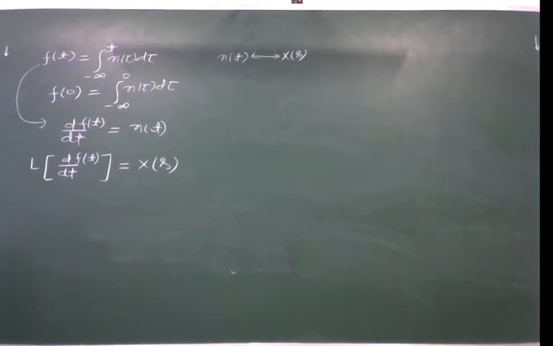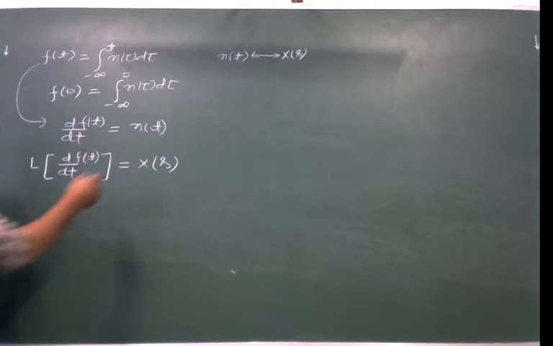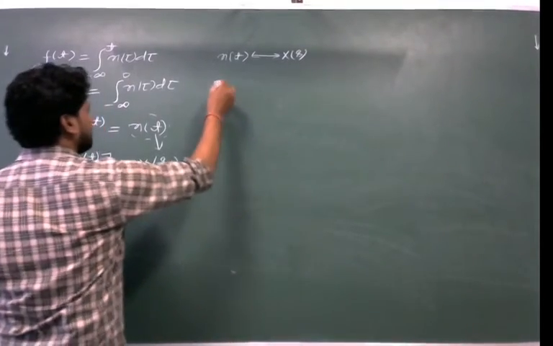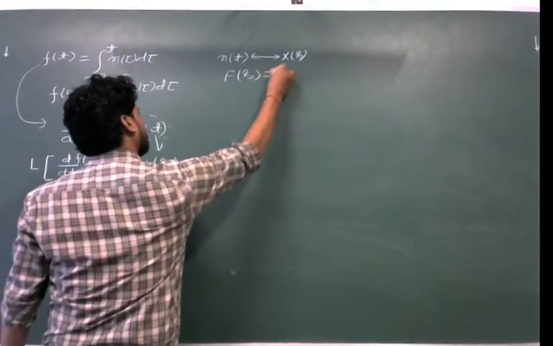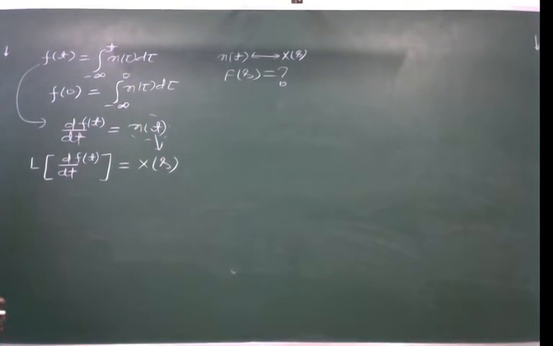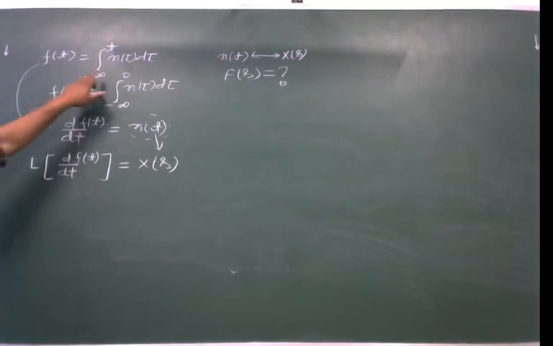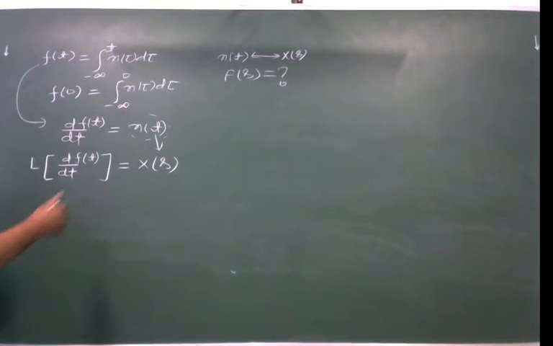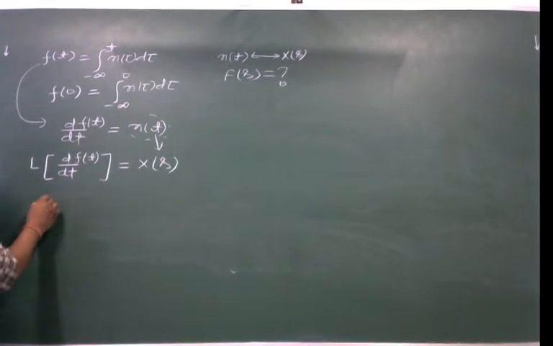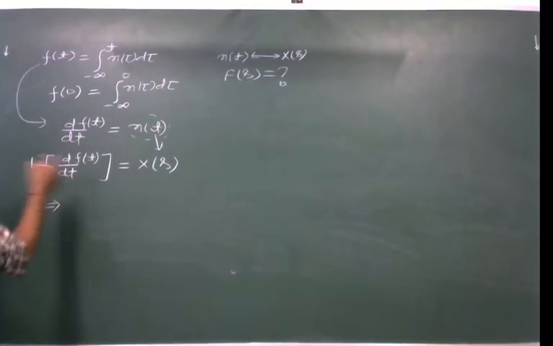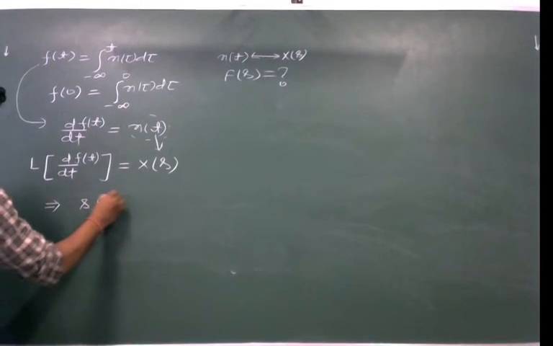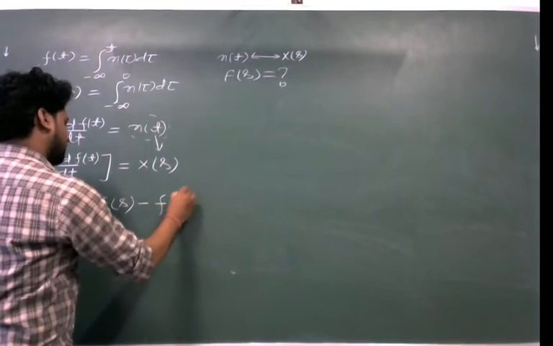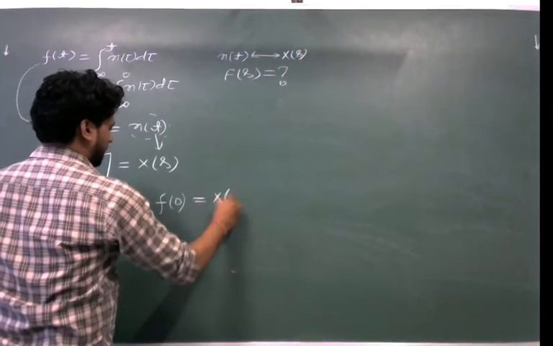Now, because the Laplace transform of x(t) will be equal to X(s), and we have to get the Laplace transform, meaning we have to get this signal F(s), because f(t) is the integration of the signal x(tau) d tau. Now this will become, from the previous property, the Laplace transform of the derivative, s times F(s) minus small f(0) is equal to capital X(s).